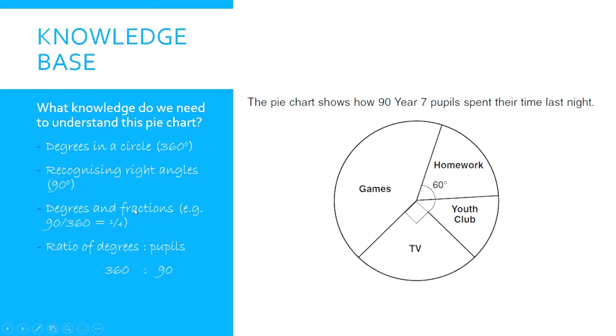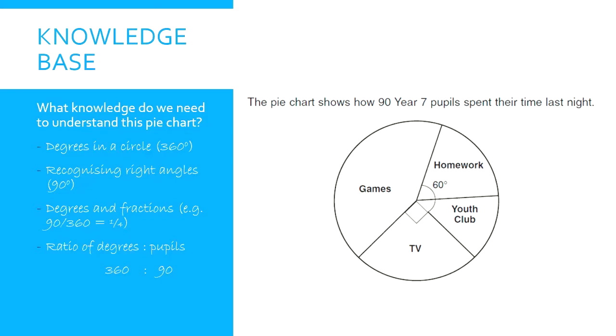I might also need to understand the relationship between the degrees that we've got within the pie chart and the number of pupils that we're looking at. There's a few different ways we could think about this. We might think about it in terms of a fraction. For instance, 90 degrees for the right angle, written as a fraction out of 360 degrees, if we simplify that down, becomes the equivalent of 1/4.